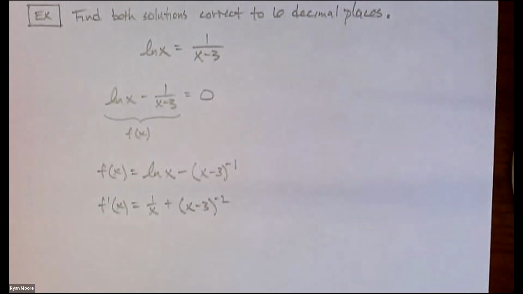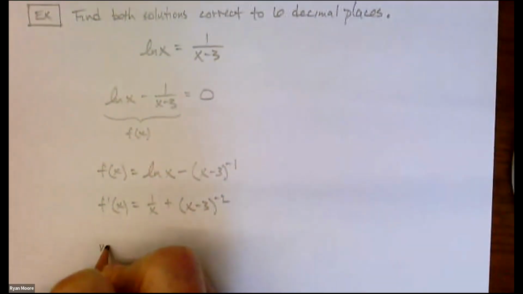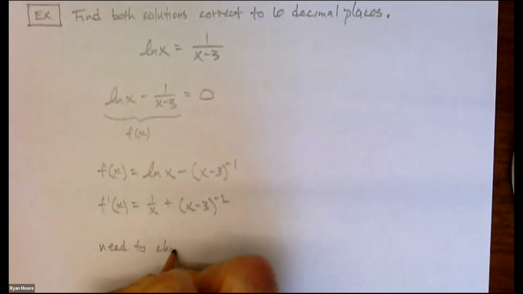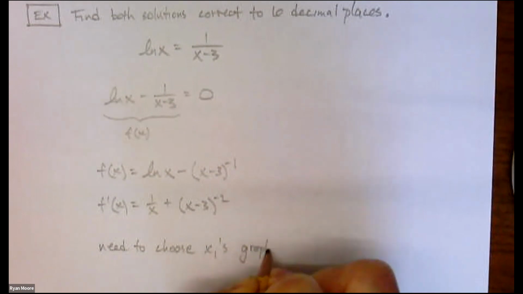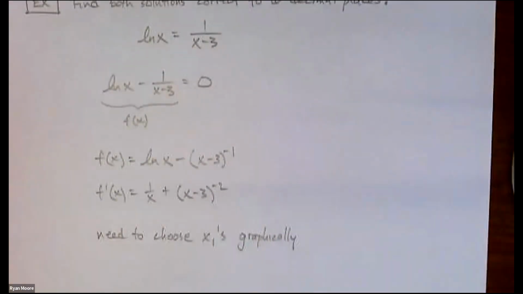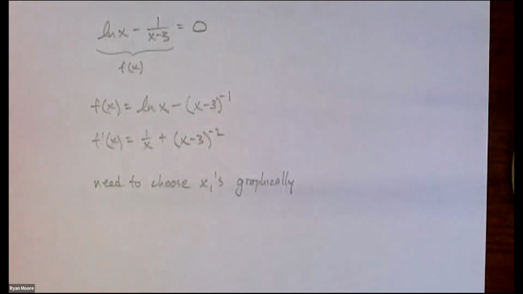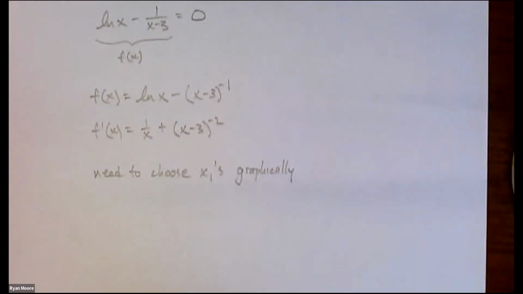Okay, looking good so far. But now notice in this problem, we're trying to find 2 different numbers, and they don't give us any starting points. So let's think. We need to choose x1s graphically. I have no idea where to begin looking at that function where it might equal 0. So I'm going to hop on over to Desmos.